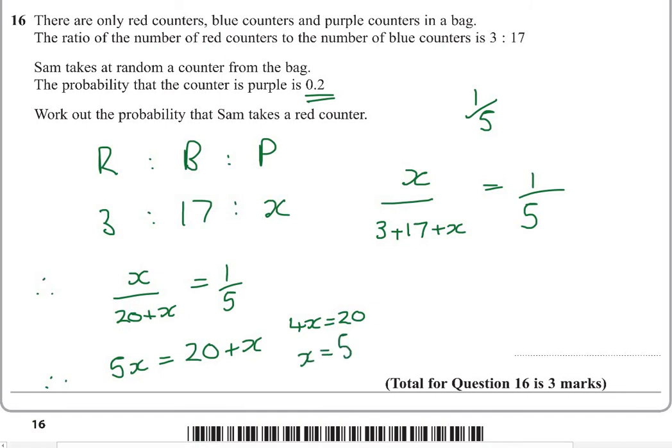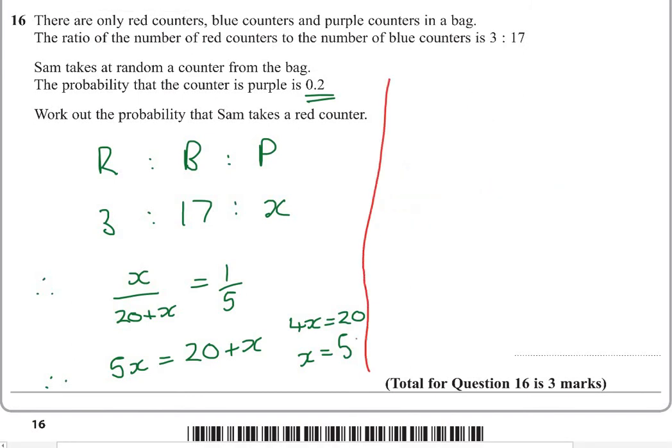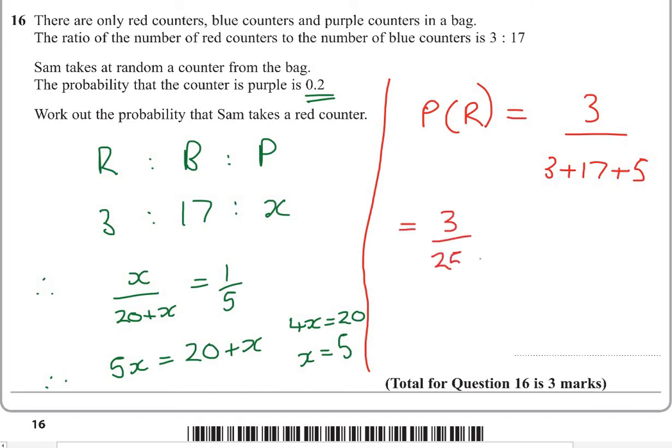Okay, so let me clean this up a bit and then we'll go through the final answer. So work out the probability that Sam takes a red counter. Well, I'll put probability of red equals 3, and we've got to add them all up: 3 plus 17 plus, we now know x is 5. So this equals 3 divided by 25. Multiply both sides by 4 to get it over 100. And then we can see this is 0.12.